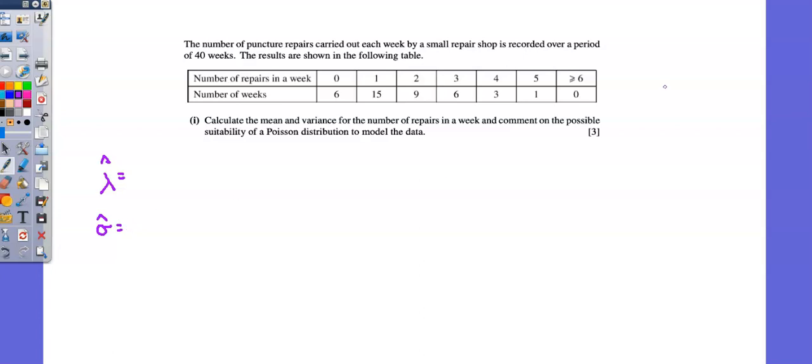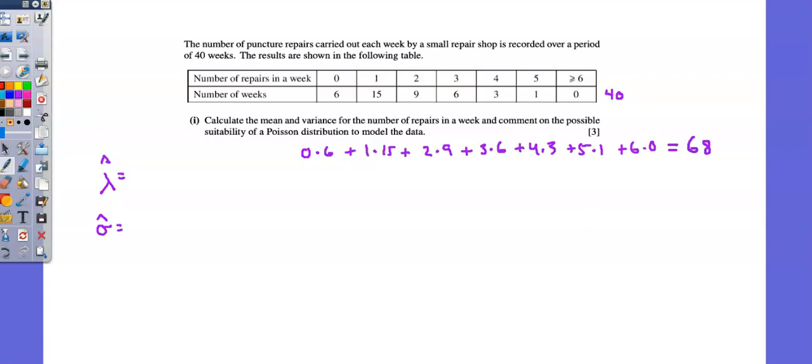The total number of weeks, adding across the second row, is 40. And I need to have the multiple of the number of repairs in a week times the number of weeks available as well in two different formats. In the first format, I'm simply taking number of repairs and multiplying by the number of weeks as I've written out. That's going to sum to 68.